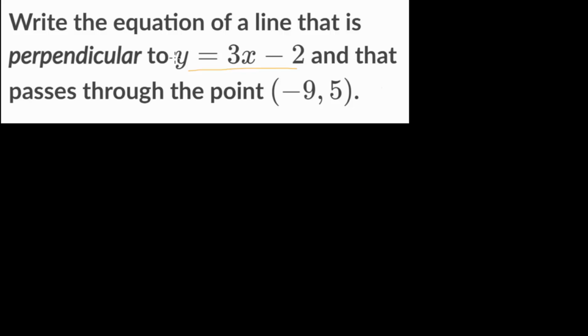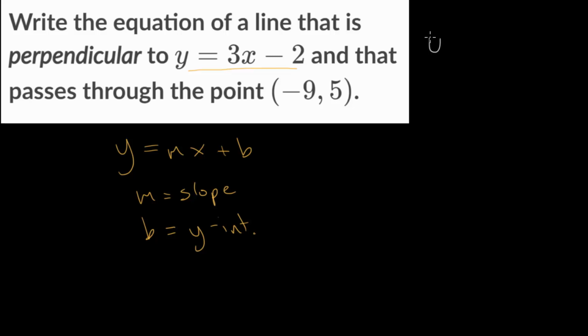Let me first start by writing that the slope-intercept form of a line is y is equal to mx plus b, where m is the slope of the line and b is our y-intercept. Whatever the coefficient on x is, that's the slope of the line. So with this given line, y is 3x minus 2, we can tell the slope would be positive 3. So m for this line right here is 3.